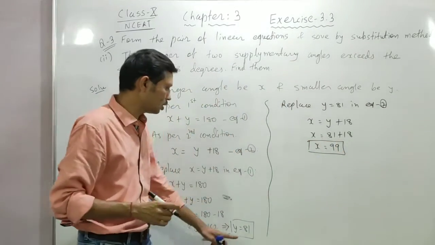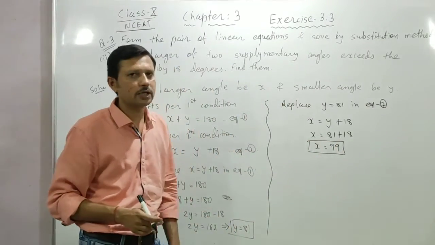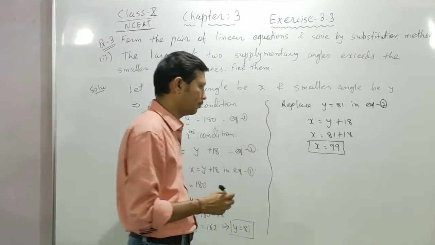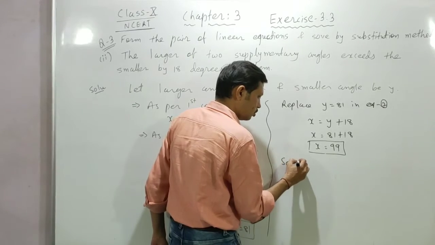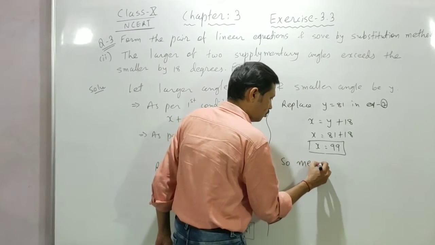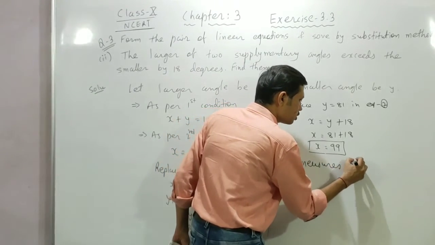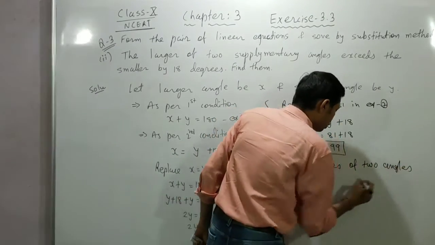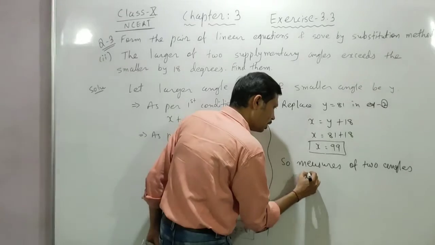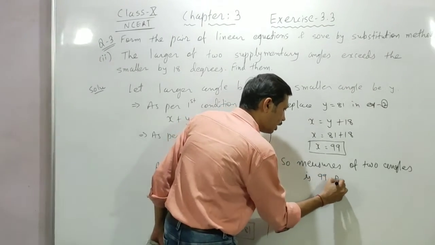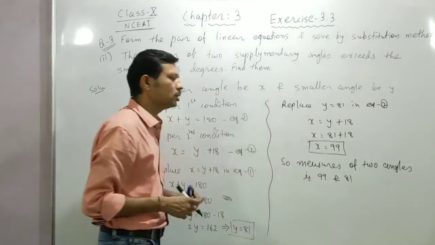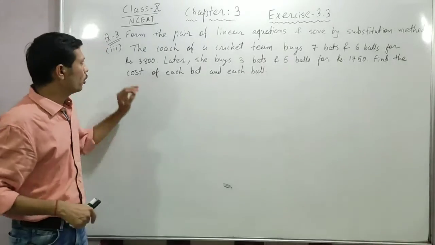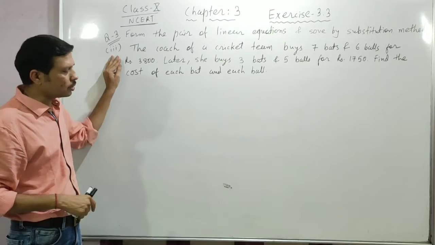And here you can see the difference between these two is 18. This one is the greater angle, this one is the smaller angle. So the measures of the two angles are 99 and 81. These are the two required angles. Clear? Okay, now we are going to discuss question number 3.